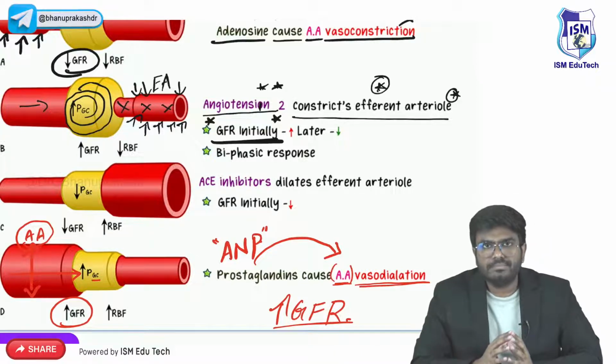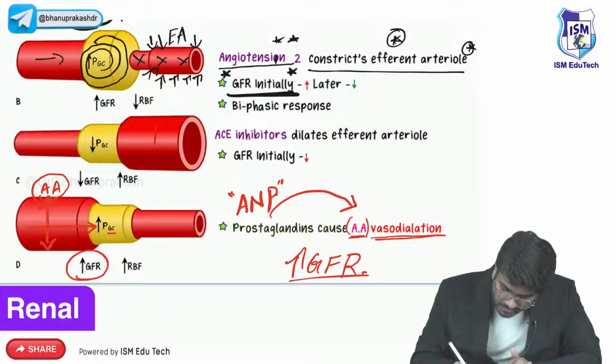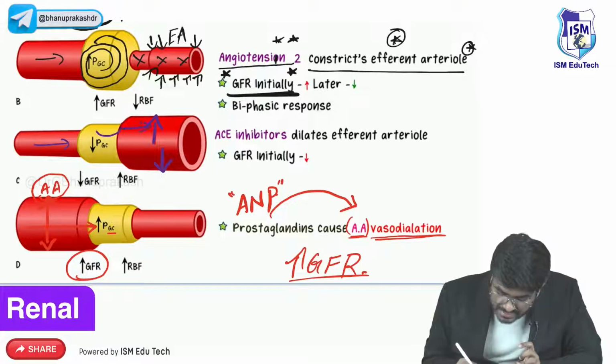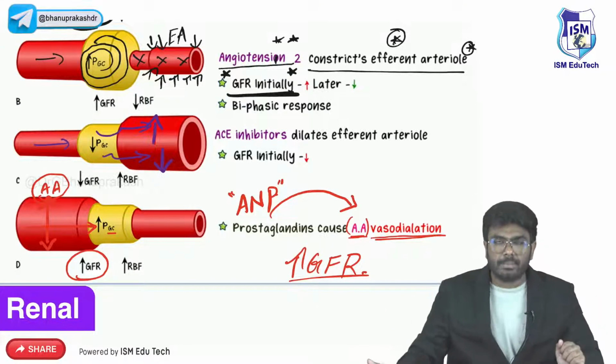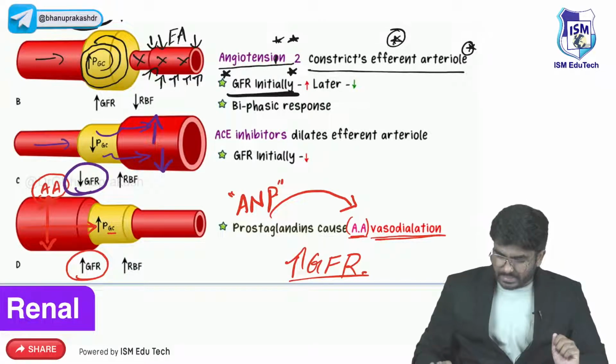Now, next, if you dilate the efferent arteriole, what happens? You are dilating the efferent arteriole, blood is coming, but blood is very easily escaping, it is not staying in the glomerular capillaries. So what happened to the GFR? GFR decreases.